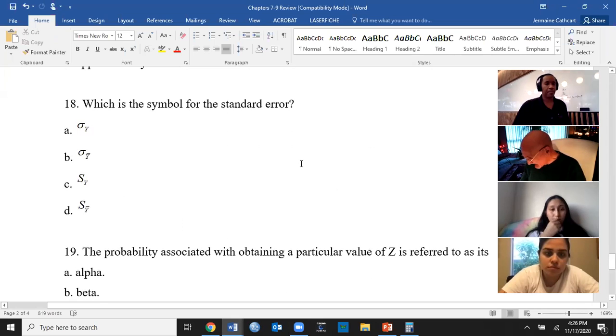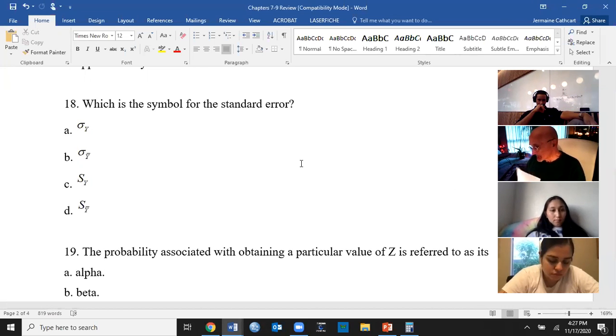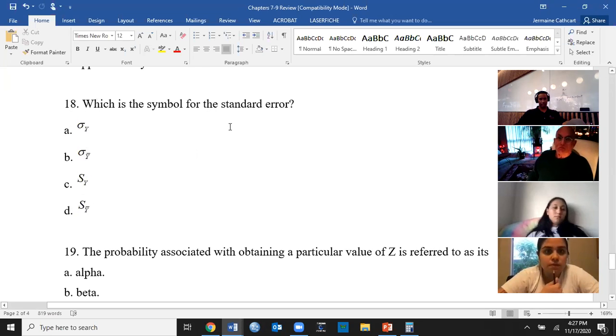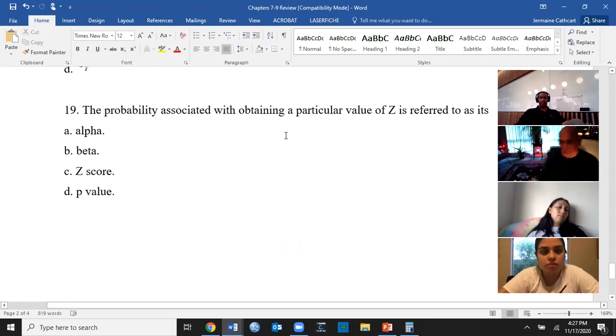What is the symbol for the standard error? B, yeah, the answer is B. These two look exactly alike, but the line over the Y makes it the standard error. This is the population standard deviation. This is the estimated standard error. This is obviously the sample standard deviation.